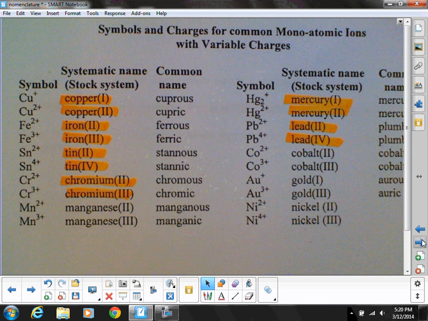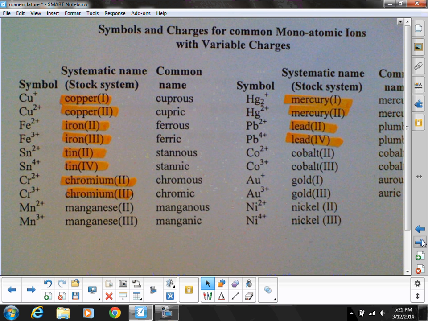Here we have a list of transition metals, and also lead and tin from group 14, that have different charges. The ones that I have highlighted here, and they're highlighted on your handout as well, I would make flashcards for. I know it says copper 1 and copper 2, and we already talked about how that 1 and 2 tells us what the charge is. But getting used to seeing copper 1, copper 2, and knowing that it would be Cu plus or Cu plus 2 is a good idea.